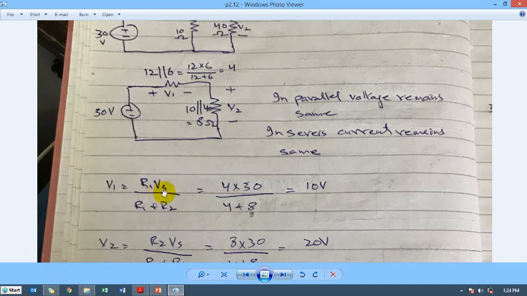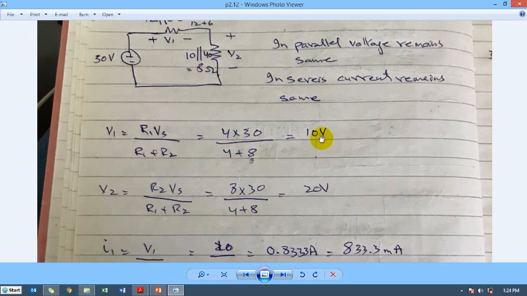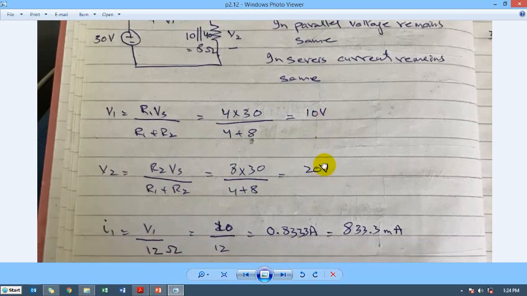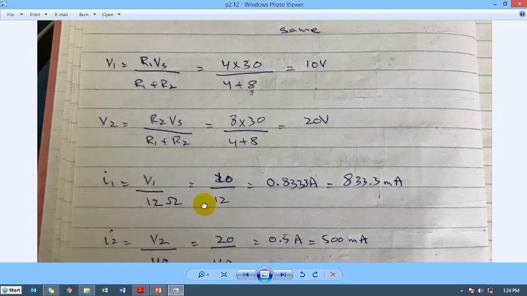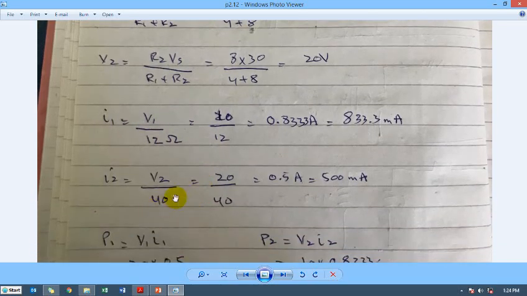So what we do is we multiply the supply voltage Vs multiplied by R1 divided by equivalent resistance R1 plus R2. So supply voltage is 30 multiplied by 4, this resistance, divided by 4 plus 8. In this way, you get 10 volt for V1 and 20 volt for V2. And then you can just find out the currents by using Ohm's law. If V1 is already known, you can divide it by the corresponding resistance and find the current. And the same way you can find out I2.